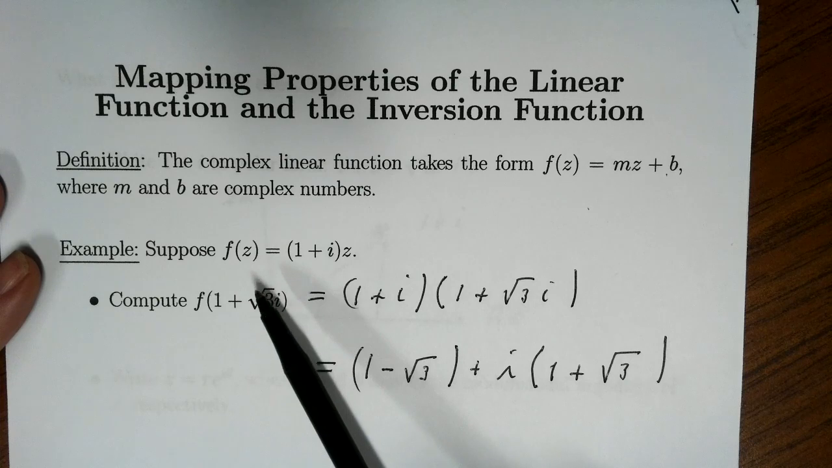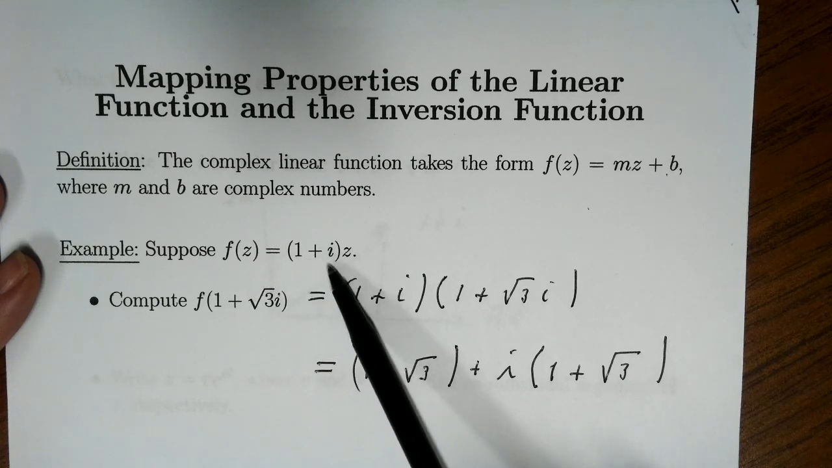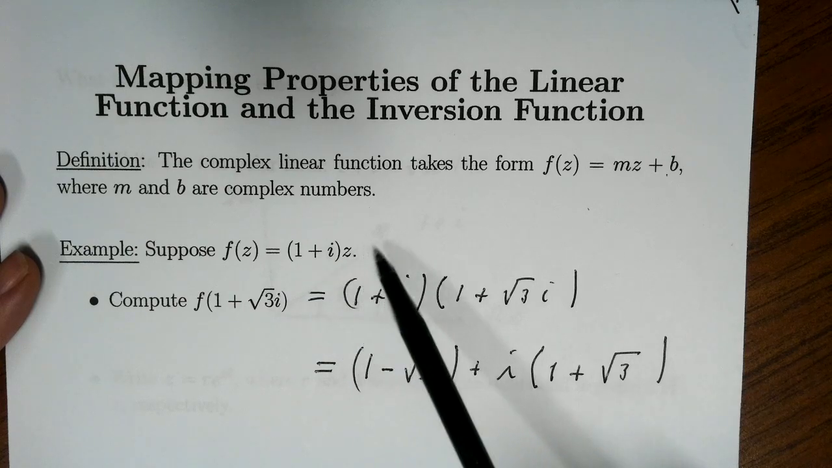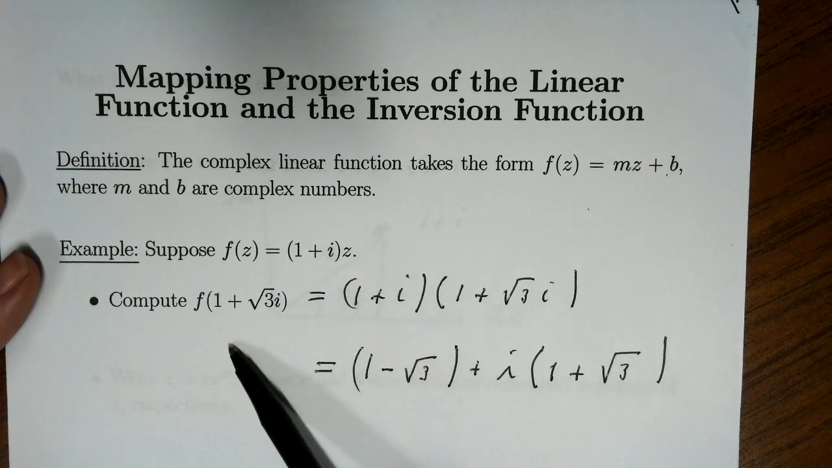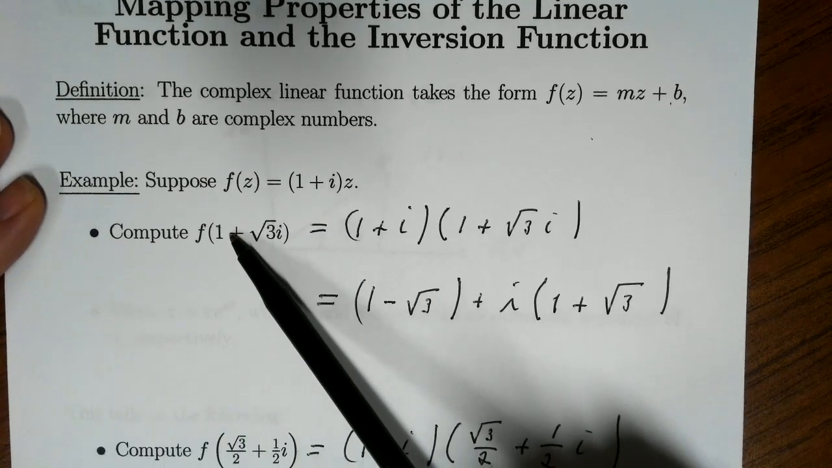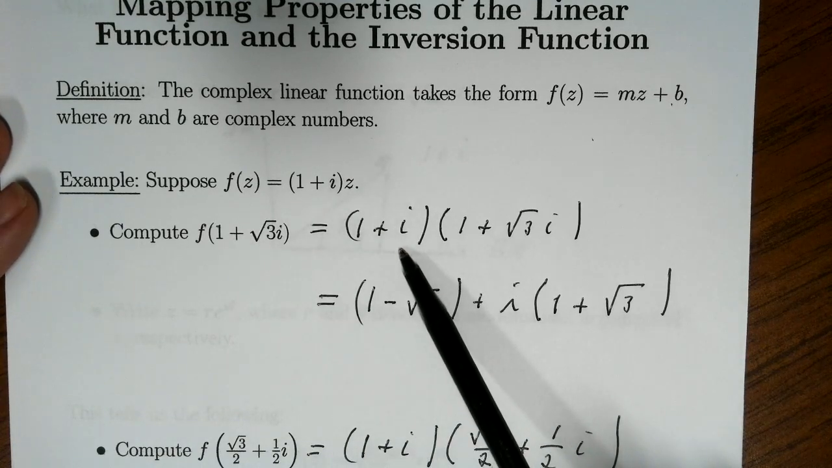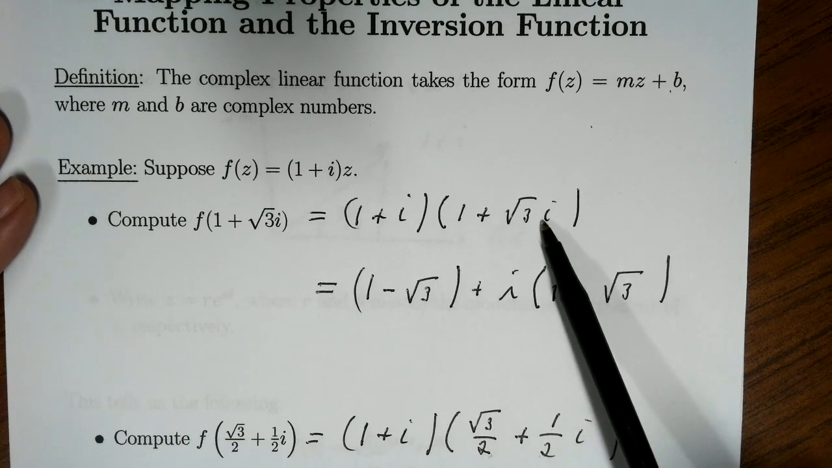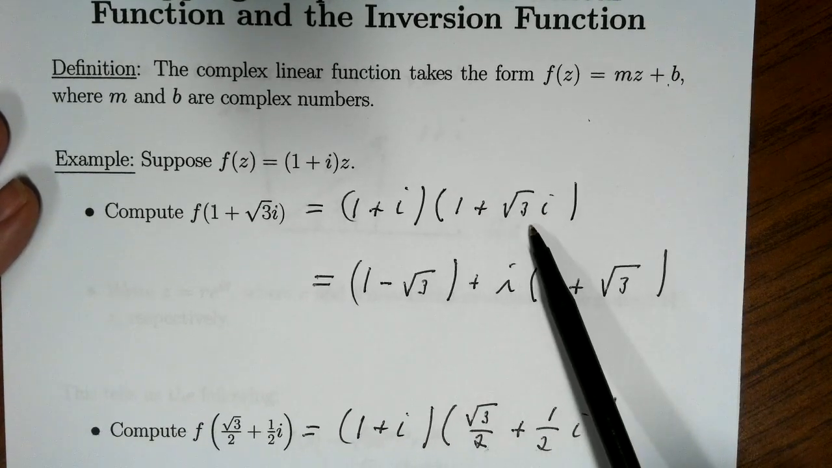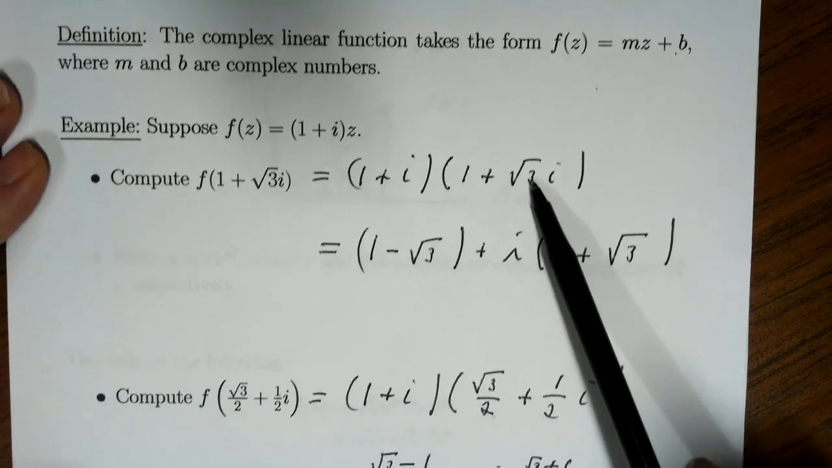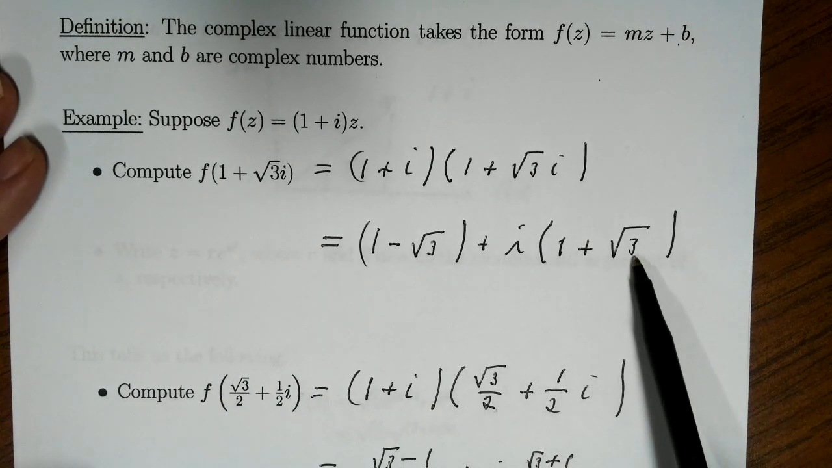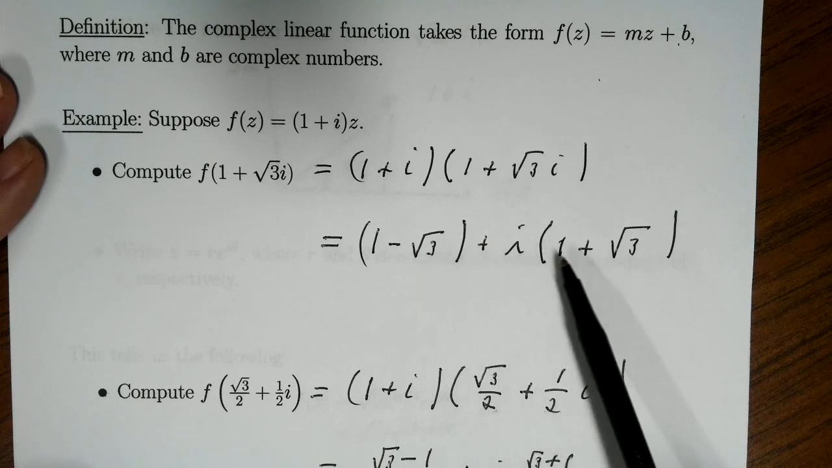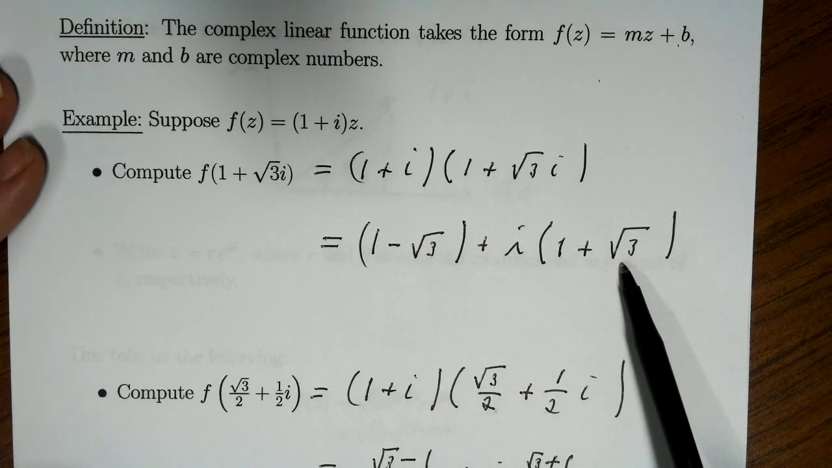So let's consider the example f of z equals (1 plus i) times z. So in this case, m is 1 plus i and b is 0. Let's compute f of 1 plus root 3i. So we take 1 plus i and multiply it by our input of 1 plus root 3 times i. I won't go through all the details here, but if you expand this and simplify, you get the following quantity. The result has a real part of 1 minus root 3, and the imaginary part is 1 plus root 3.